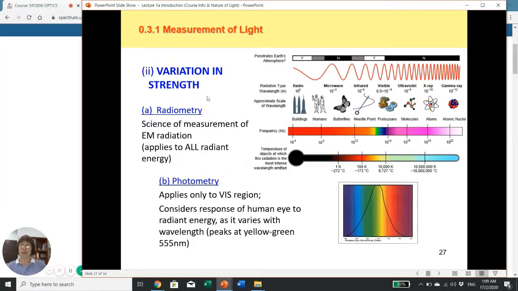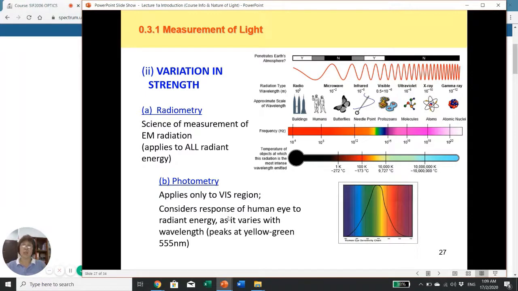And then in terms of variation of strength, in terms of intensity, we have to consider whether we are going to measure in terms of radiometric units, which is given here, or in terms of photometric units, which is here. Now radiometry is the science of measurement of EM radiation. So it applies to all radiant energy, all wavelengths. Photometry applies only to the visible region whereby our eye can detect.